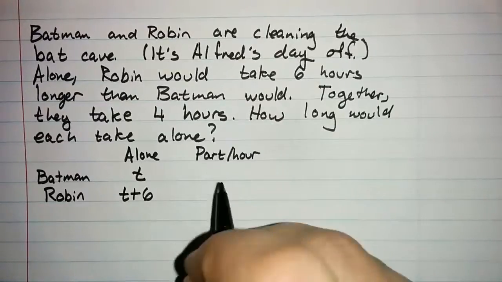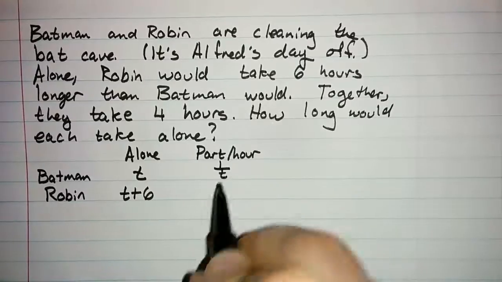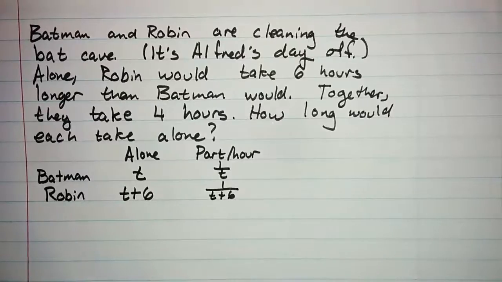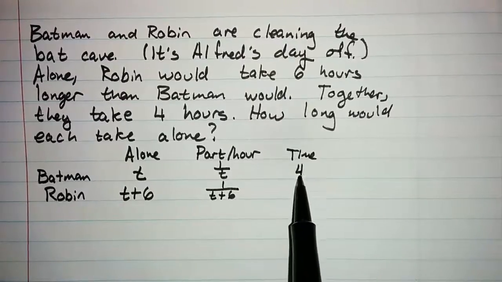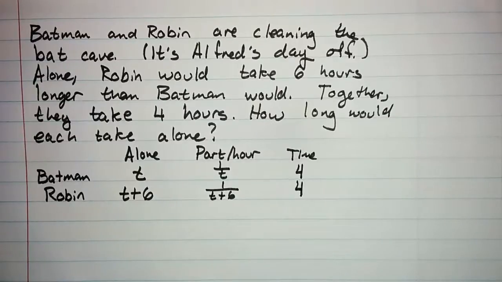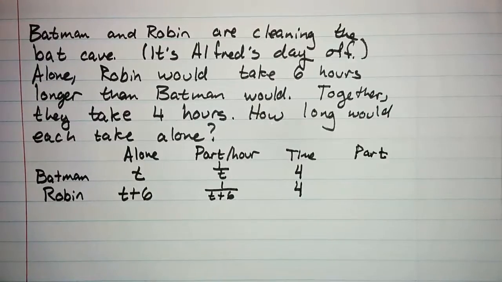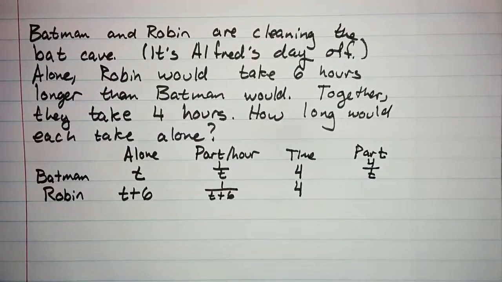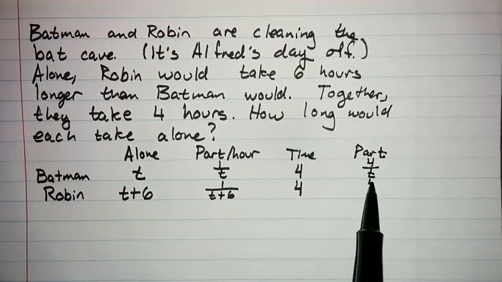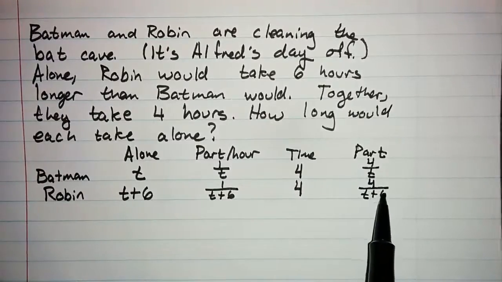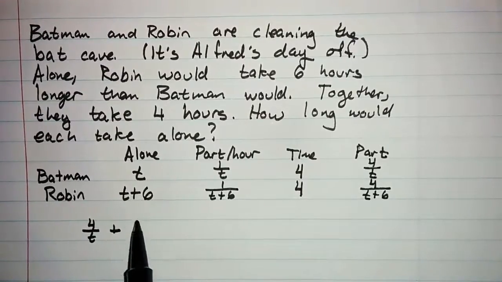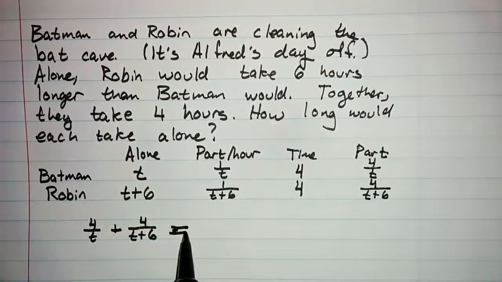So every hour, Batman cleans 1/T of the Batcave, and Robin cleans 1/(T+6). How long do they both work when they work together? When they work together, they both work 4 hours, which means Batman cleans 4/T of the cave, and Robin cleans 4/(T+6), and together they clean the whole cave.